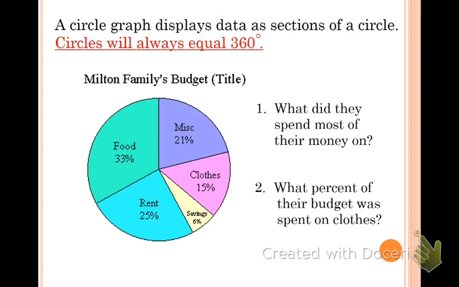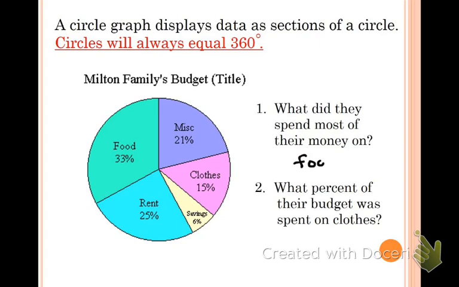Here you can see a graph. It's a circle graph that displays data, and it tells us about the Milton family budget. Okay, so there's a few questions that I want us to go over, and then we'll see what other information you guys can take away from this graph. But let's look at number one. You should probably very easily be able to tell, what did they spend most of their money on? They spent it on food.